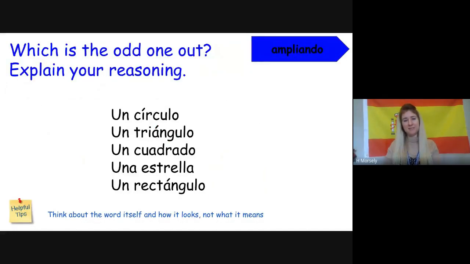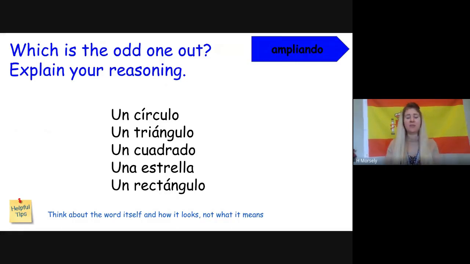So now we're moving on to the explaining part of our lesson, and it says, which is the odd one out? Explain your reasoning. Now remember, you can just say this out loud as you're working through the slides. If you wanted to write down your answer and take a photo and send it in for us to have a look at, that would be amazing. Okay, so which is the odd one out, and explain your reasoning. So we've got un círculo, un triángulo, un cuadrado, una estrella, and un rectángulo.